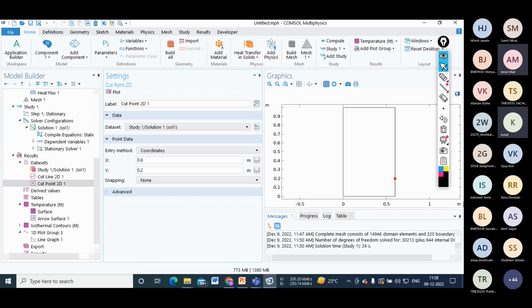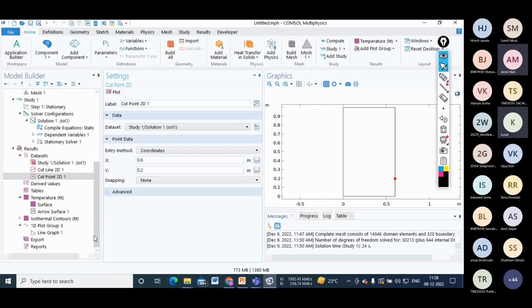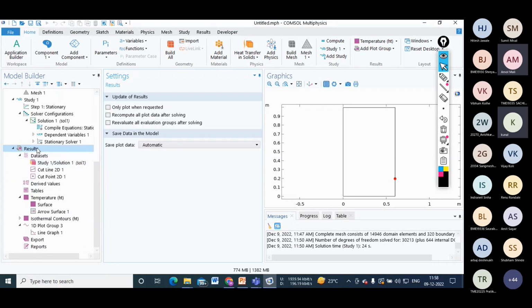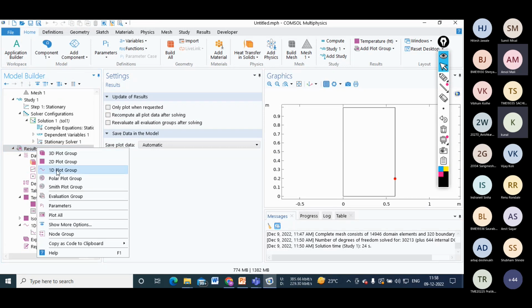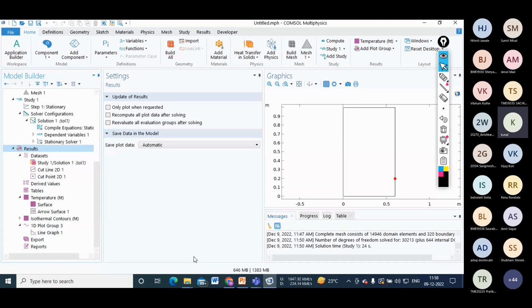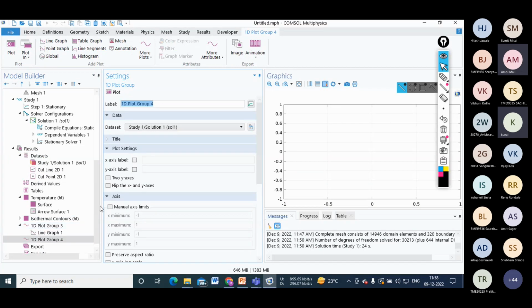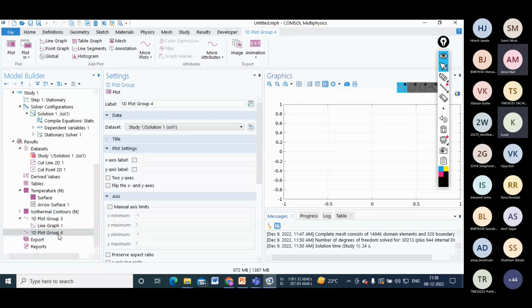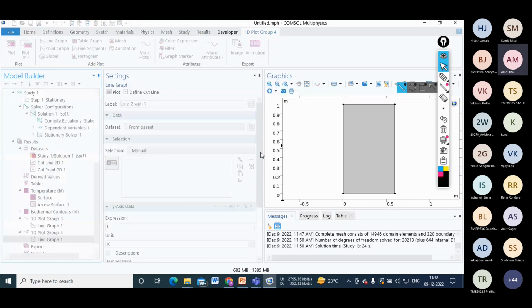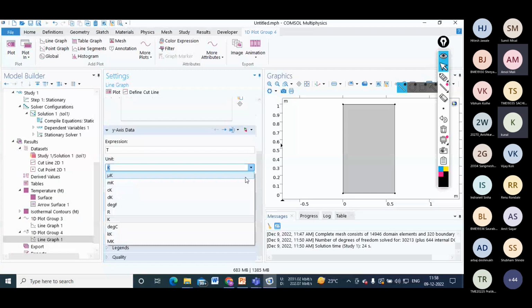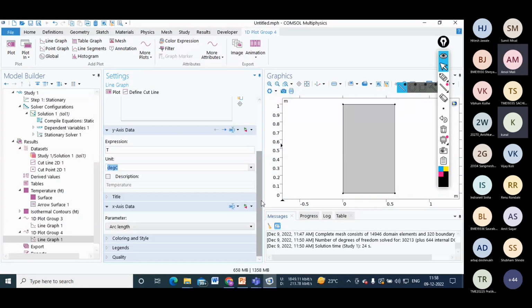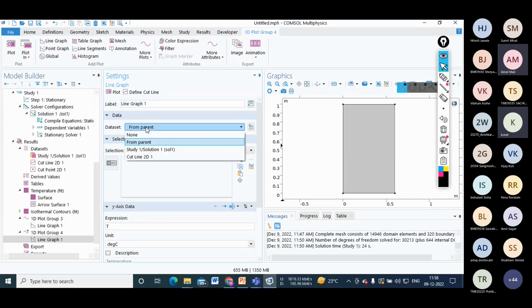Meaning, sometimes your requirement is that at that location I want to find the temperature, so we can find that temperature also. So again you have to right click on results, 1D plot group, then again line. I will change the unit, that is the degree centigrade, and from data set I will take the cut line.